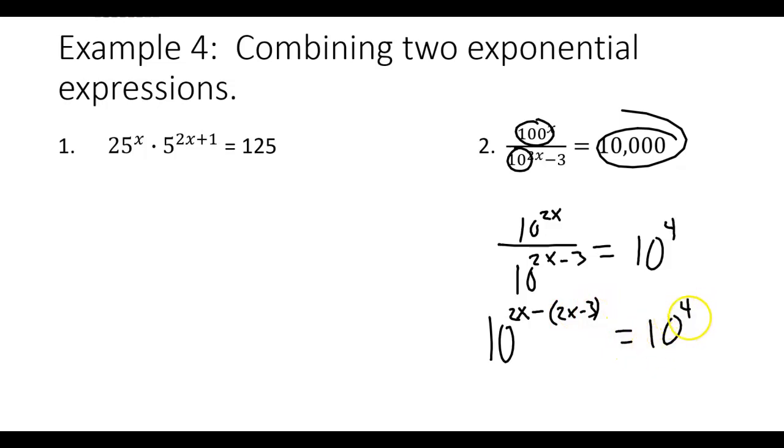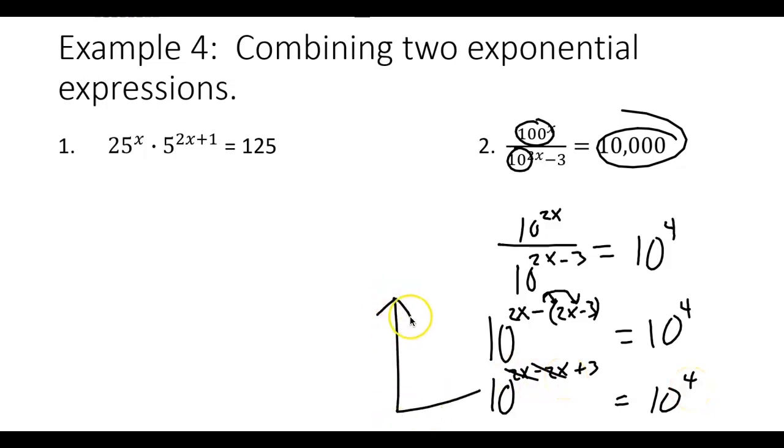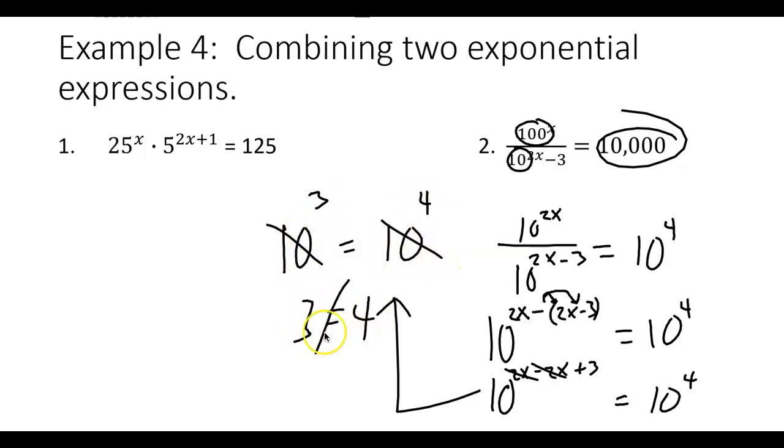Now you'll notice that I put the bottom 2x minus 3 in parentheses because we're subtracting the entire bottom, not just the first part, but all of it. In other words, you're going to distribute this negative and subtract both pieces. So that's going to give me 10 to the 2x minus 2x plus 3. Now you'll notice these 2x's cancel out, and I'm left with 10 to the 3 is equal to 10 to the 4. The bases match, and I'm left with a false statement, and as you might recall, that means no solution.